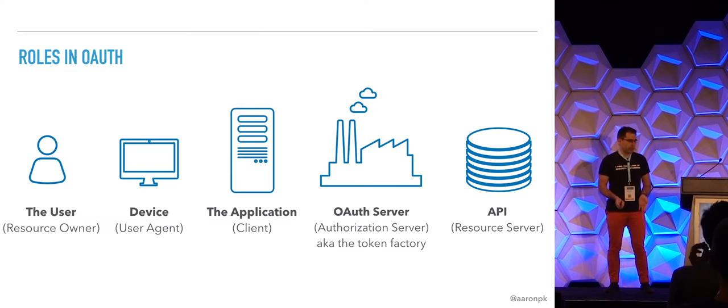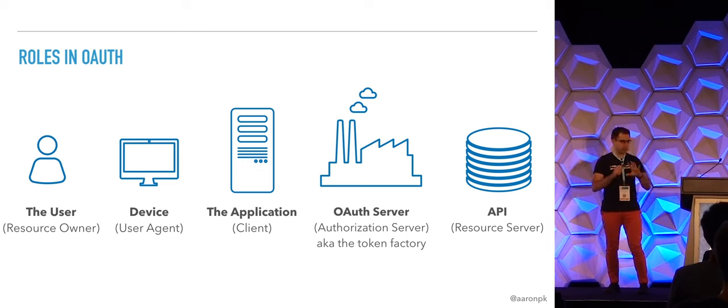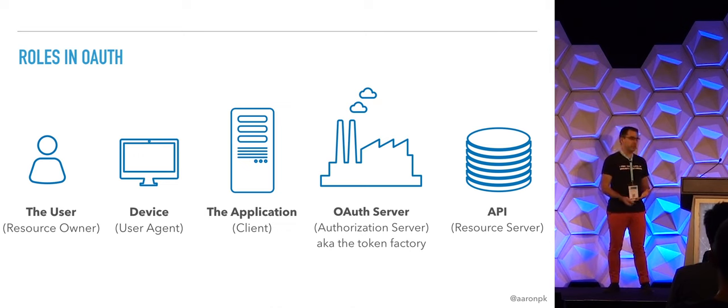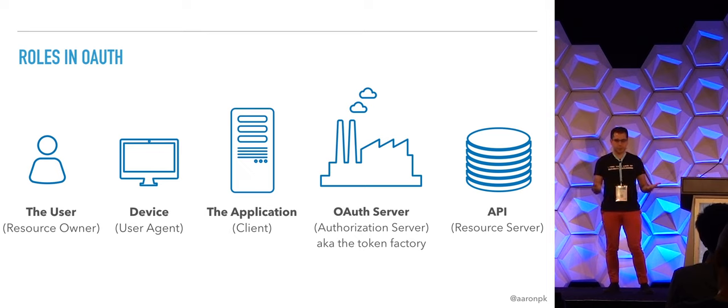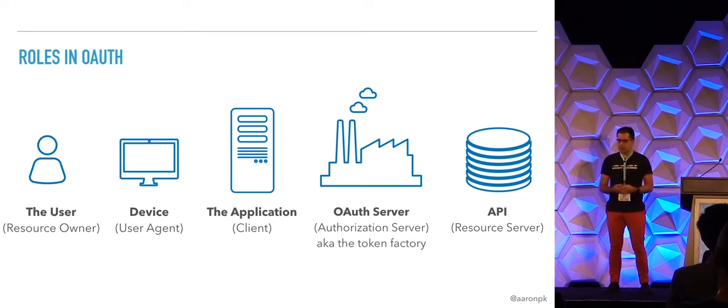So in OAuth, there are essentially these five roles, and they have specific names in the spec because the spec is very picky about how it chooses to name things. Those names in the spec are not the things that we usually talk about in conversation. So the spec names are in the parentheses there. We usually talk about users, not resource owners, or devices, not user agents.